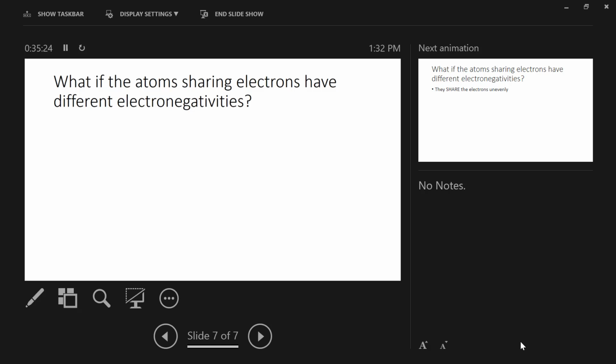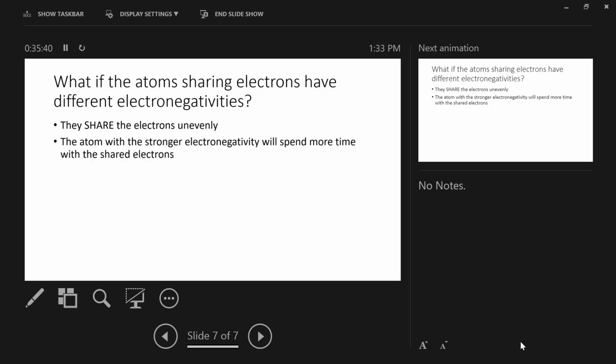Anyways, the simple answer is this. They share the electrons unevenly. That's what happens. If two atoms sharing electrons have different electronegativities, they share the electrons unevenly. And here's what that actually means. The atom with the stronger electronegativity gets to spend more time with the shared electrons. They're still sharing them, but the atom with the higher electronegativity is spending more time with those shared electrons.